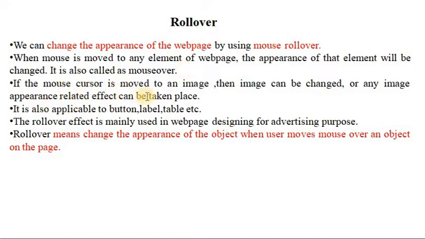If the mouse cursor is moved to an image, then the image can be changed, or any image appearance related effect can take place. It is also applicable to button, label and table. The rollover effect is mainly used in web page designing for advertising purposes, and rollover means changing the appearance of the object when the user moves the mouse over an object on the page. This is called a rollover.